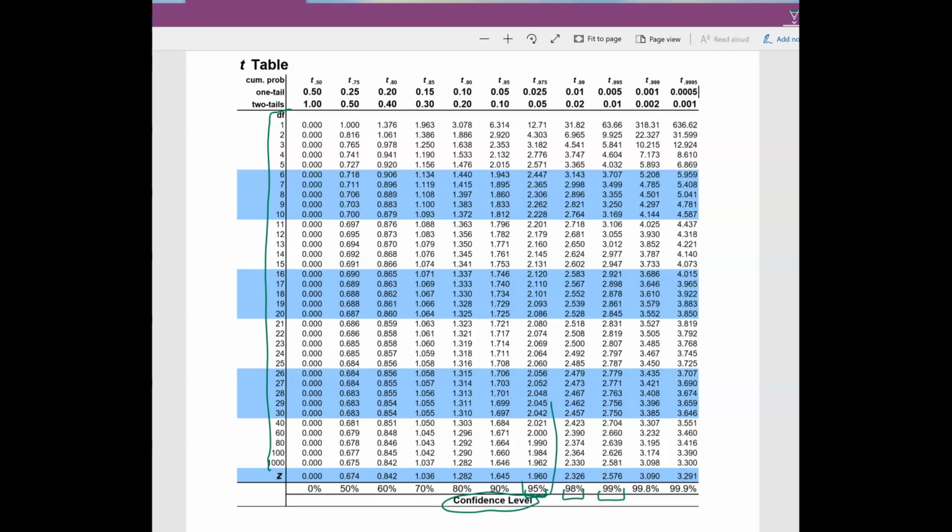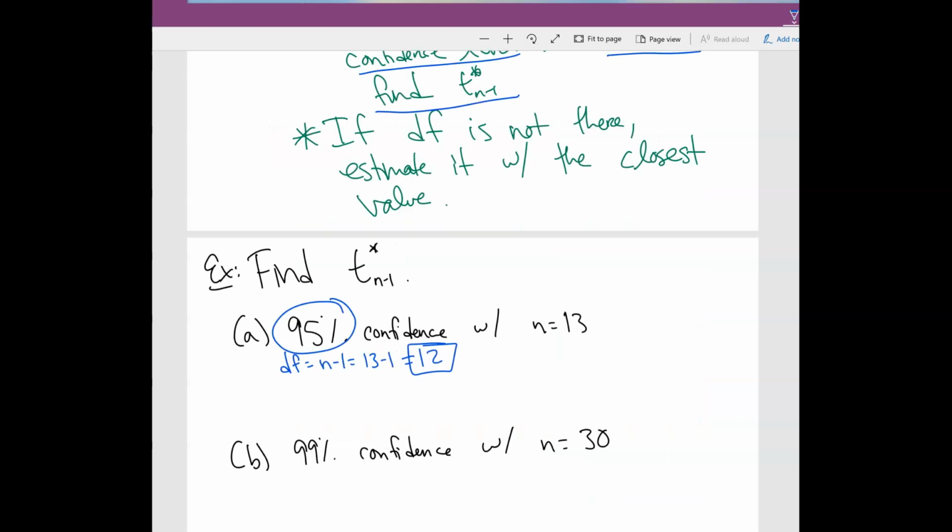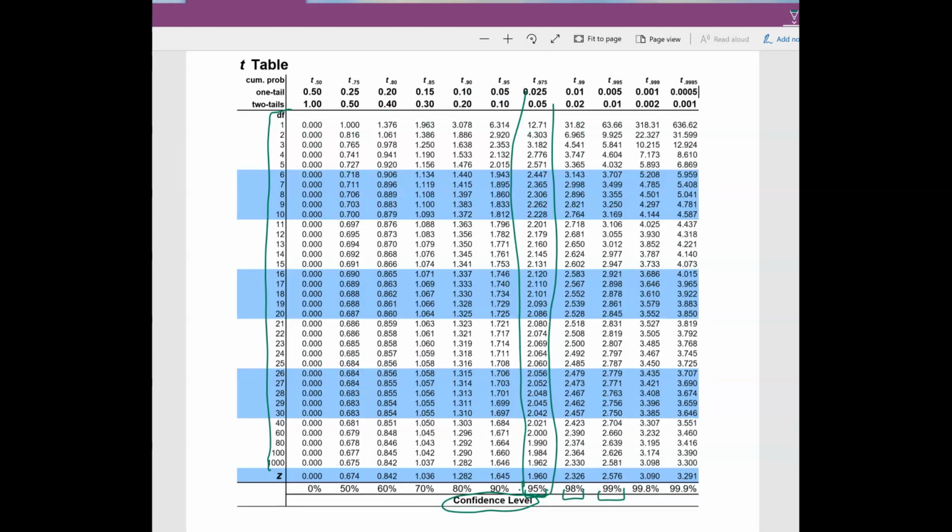So here's my 95%. So this is all of my column. And I'm going to match it with my degrees of freedom. Remember, degrees of freedom is right here. And the degrees of freedom, if we look back, it's going to be 12. So we're going to look at 12. 12 is right here.